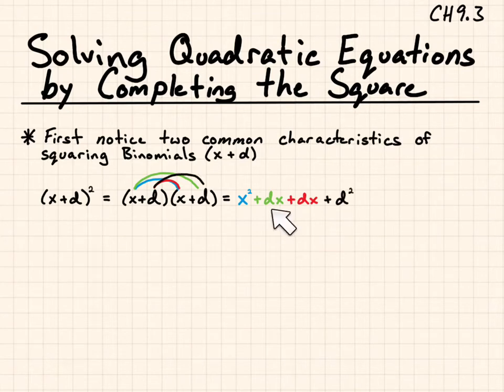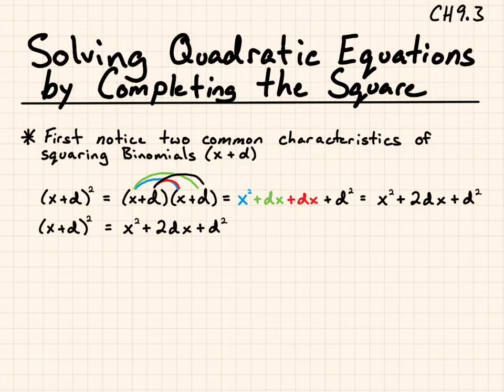And this simplifies. I can combine dx plus dx to 2dx, and then I have d squared. So this equals x squared plus 2dx plus d squared. So if I expand out x plus d squared, I get x squared plus 2dx plus d squared.